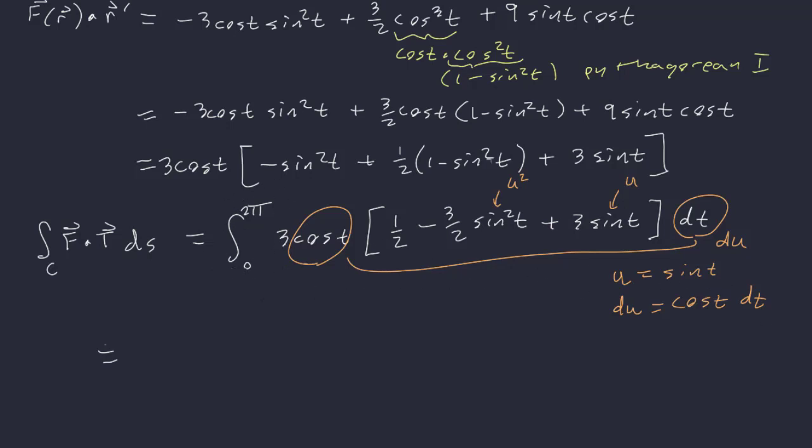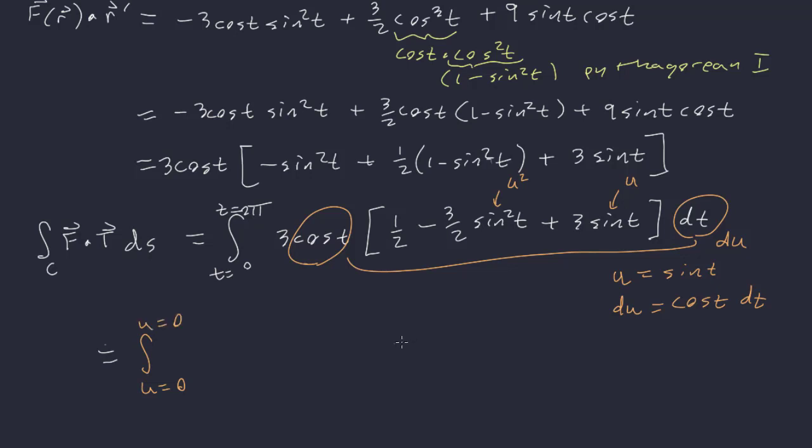The only thing we need to worry about here is if U is sine t, we need to get new limits because this is limits in t. So I need new limits in U. So I'm going to get U when t is 0, sine of 0 is 0. And when t is 2 pi, sine of 2 pi is 0.